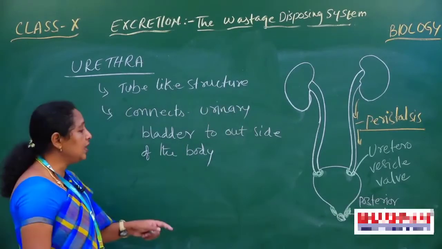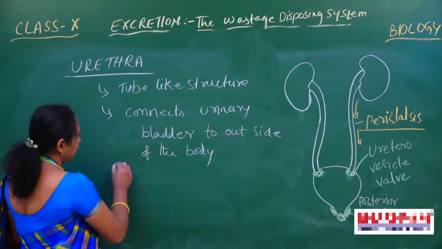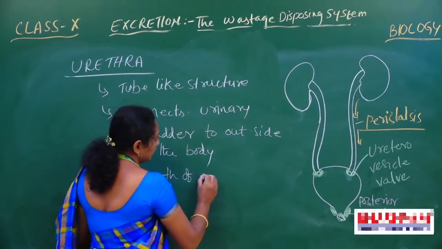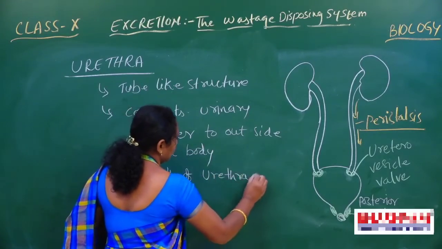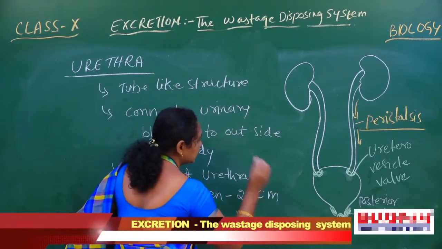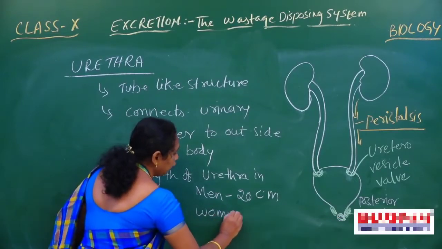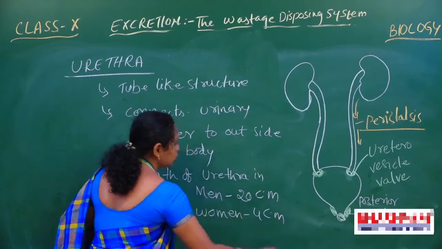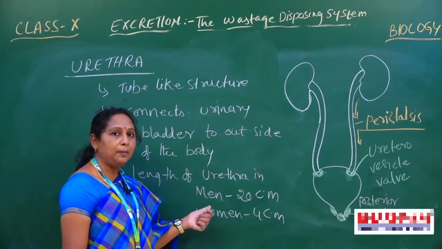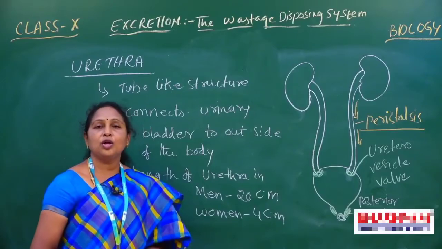But the length of the urethra is different in men and in women. In men, the urethra is 20 centimeters in length. In women, it is very short, only 4 centimeters in length. So the length of the urethra in men is 20 centimeters, while in women it is only 4 centimeters.